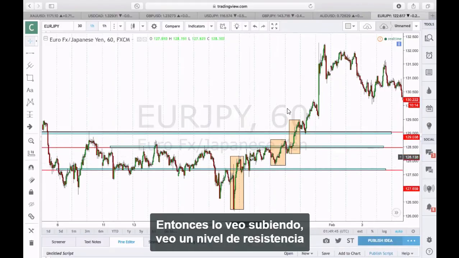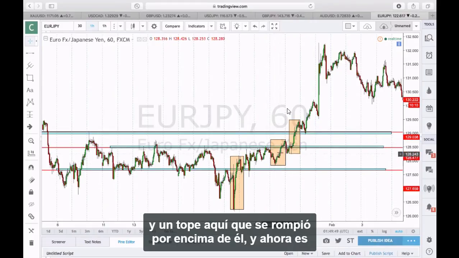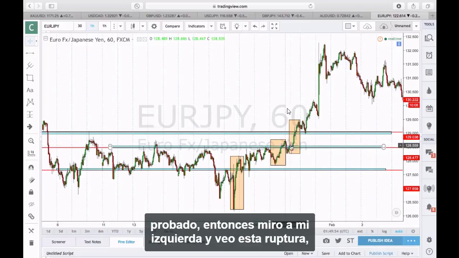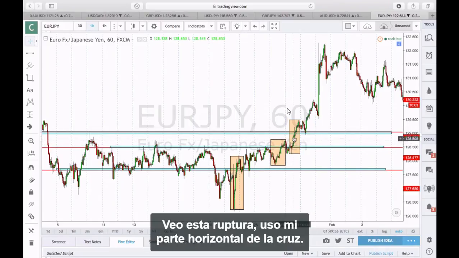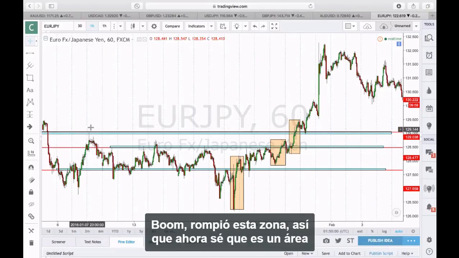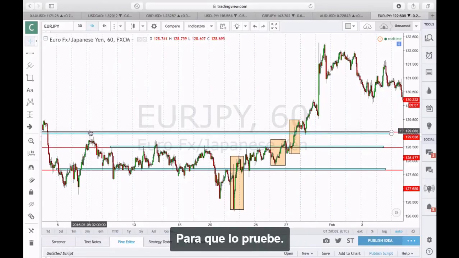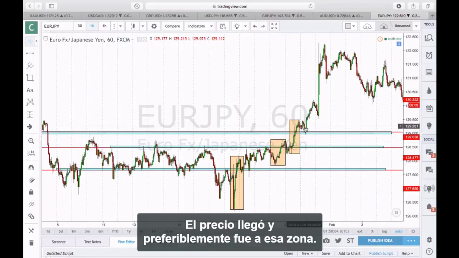Then I see it coming up. I see a level of resistance and a ceiling here that it broke above, and now it's testing. Then I look to my left and I see this break. I use my horizontal part of the crosshair. Boom, it broke this area. So now I know this is an area for it to test. What did it do? Price came and perfectly went to that area.